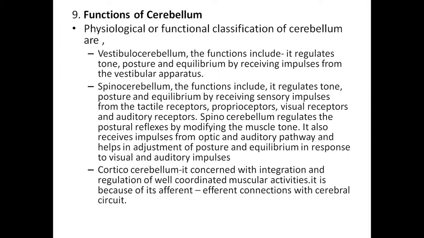It also receives impulses from the optic and auditory pathways and helps in adjustment of posture and equilibrium in response to visual and auditory impulses. Corticocerebellum is concerned with integration and regulation of well-coordinated muscular activities. It is because of its afferent connections with the cerebral cortex.